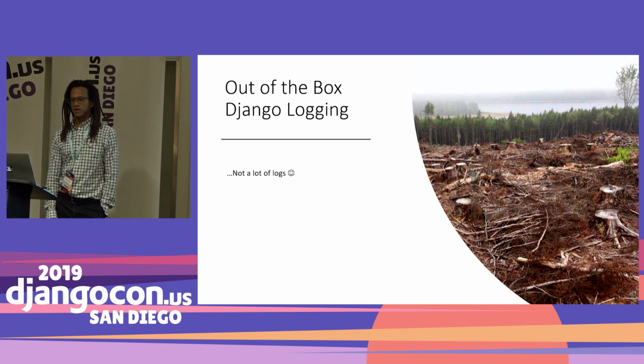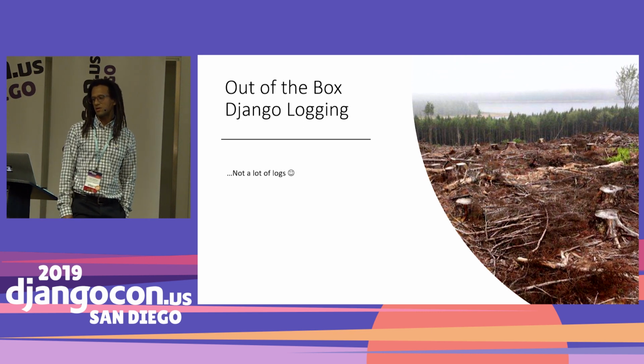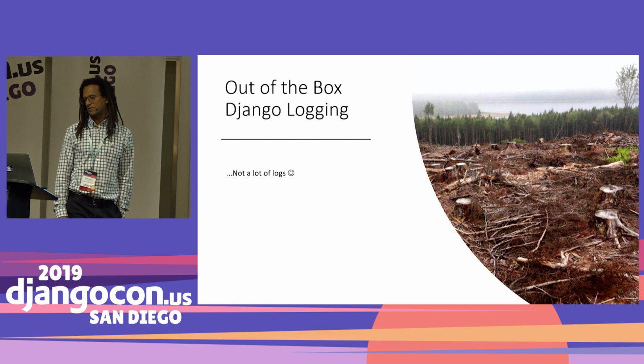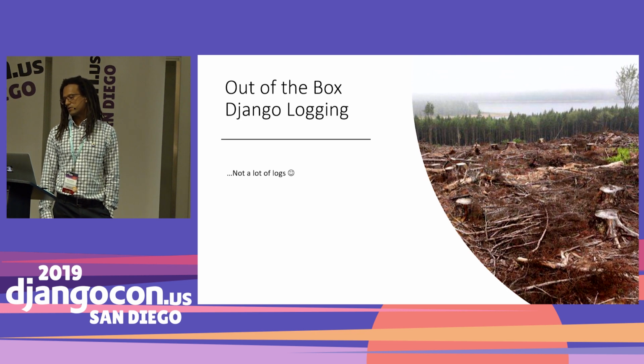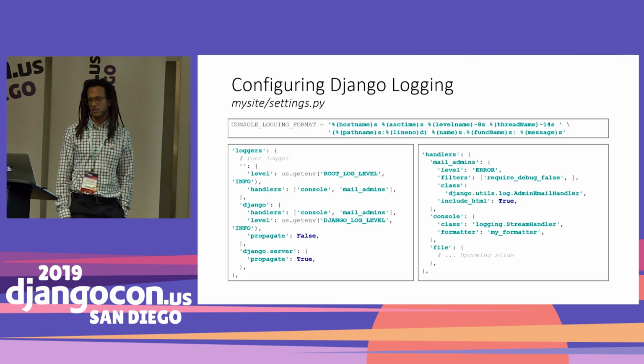Python gives us a root logger by default, and that's set to warning. Django will also give us email admins at the error level, and that'll be fired whenever debug is false, so when we're in production. But there's no file, we can only see things at the console level.